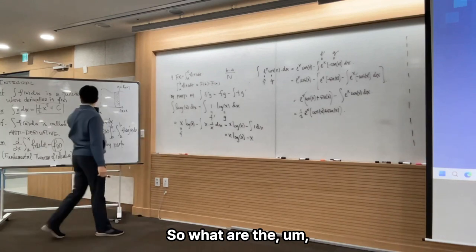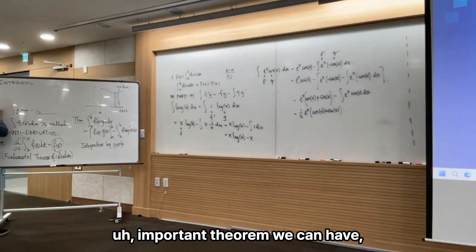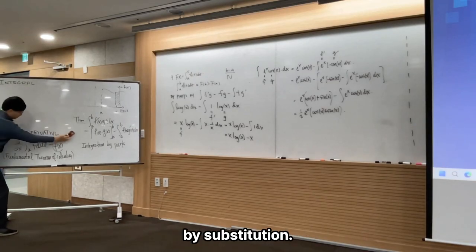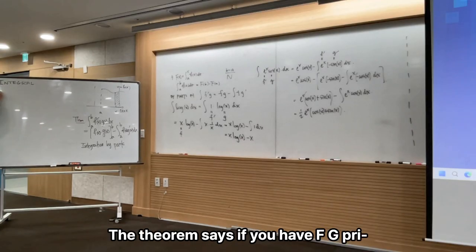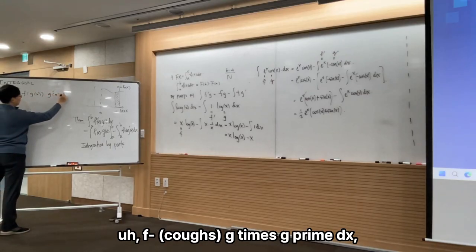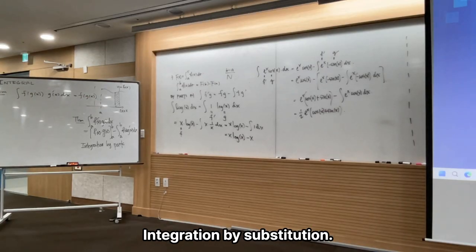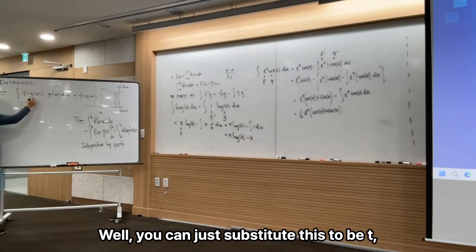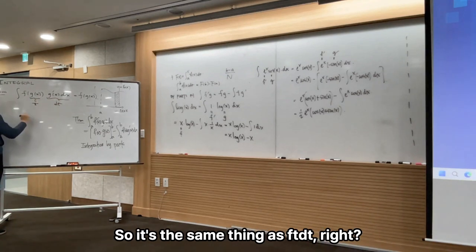So let me reuse this part. What are the other important theorems? We can have integration by substitution. The theorem says if you have the integral of f(g(x)) times g prime(x) dx, then this is the integral of f. Integration by substitution. So how do we know that? Well, you can just substitute g to be t. So this whole thing is dt. So it's the same thing as the integral of f(t) dt, right?